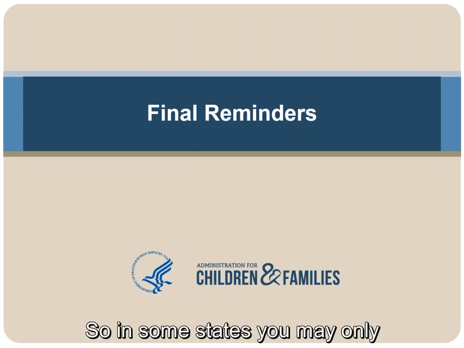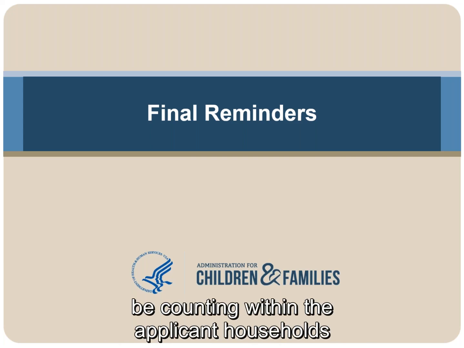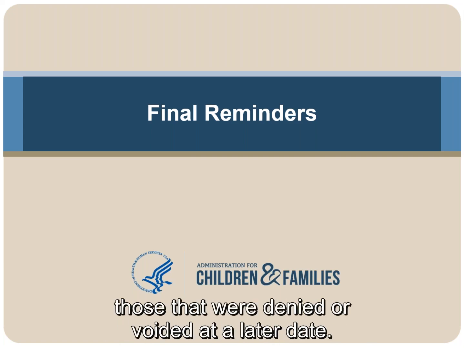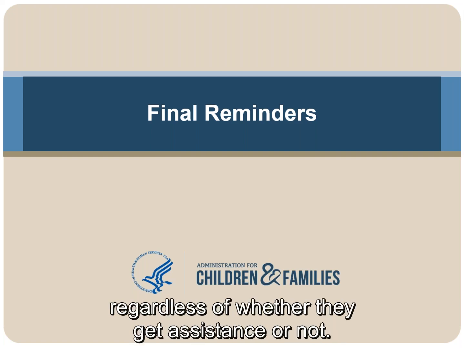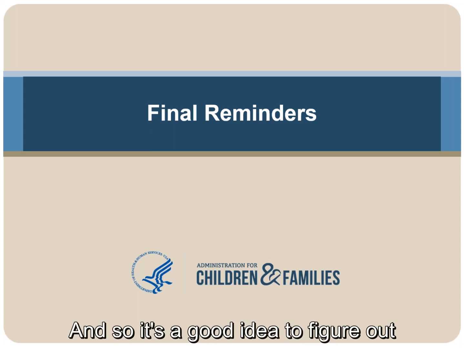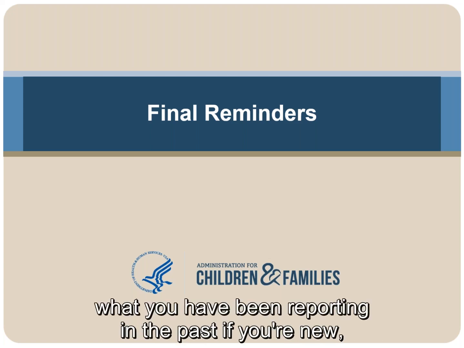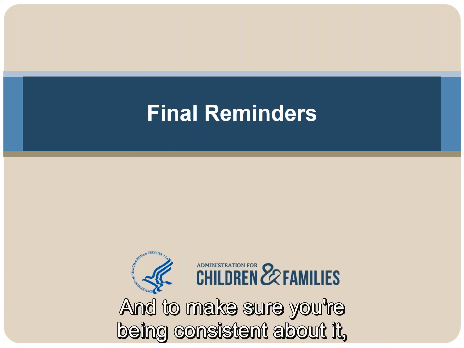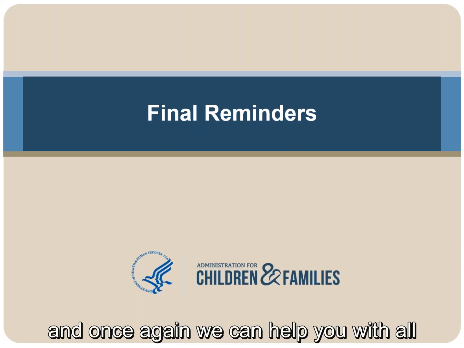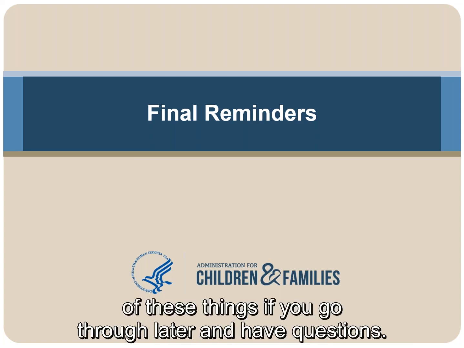So in some states, you may only be counting within the applicant households those that were denied or voided at a later date, whereas some of you keep track of everyone that applies, regardless of whether they get assistance or not. And so it's a good idea to figure out what you've been reporting in the past if you're new, what you want to report in that section, and to make sure you're being consistent about it. And once again, we can help you with all of these things if you go through later and have questions.